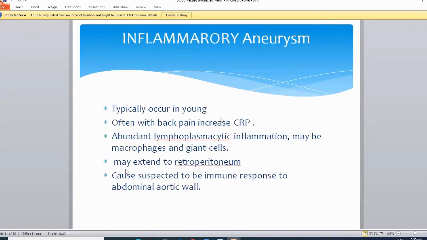Inflammatory typically occurs in the young, with back pain and increased CRP, C-reactive protein, and in this there is abundant inflammation of lymphoplasmacytic type. There can be giant cells. This can also extend to the retroperitoneum.